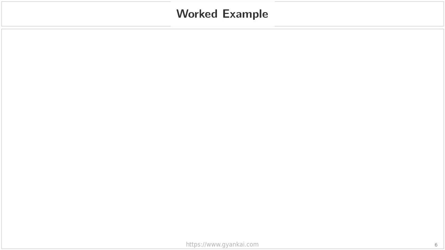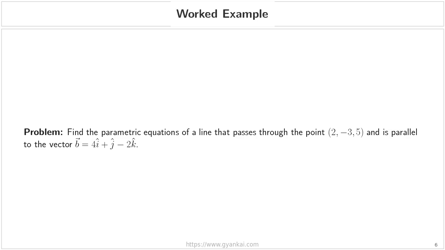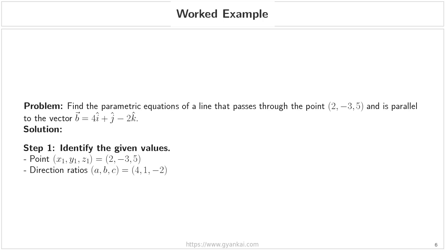Worked example. Here is our problem. We need to find the parametric equations of a line that passes through the point (2, -3, 5), and is parallel to the vector b, which is 4i plus j minus 2k. To solve this, let's follow a clear three-step process.